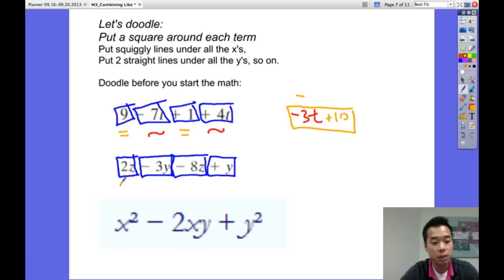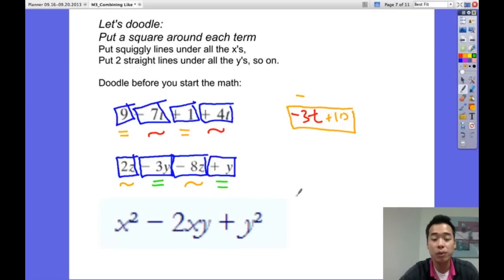I'm going to put a squiggly underneath the 2z. So anything that has a number and a z to the power of 1. That's a number and a z. So there's my other squiggly right there. This is a y. So I only have those 2. Switching colors again. I have negative 3y, which is a number and a y.